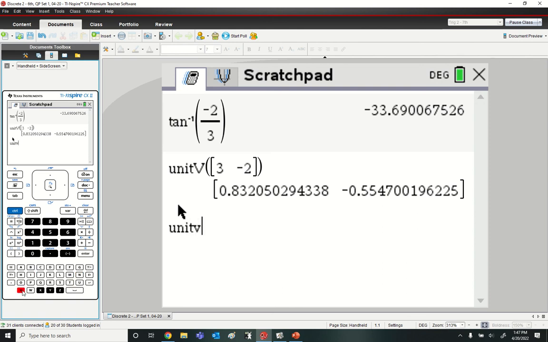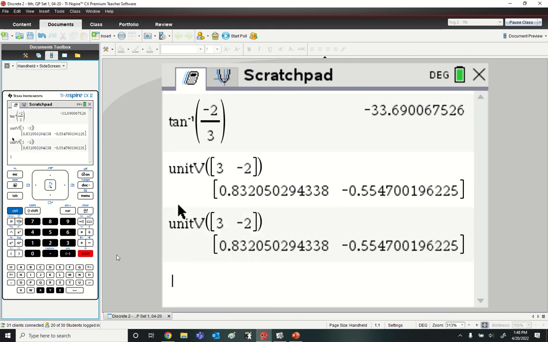U-N-I-T-V. Parentheses is right here. See where my mouse is? It's the left parentheses. So open, and then control, same one, it's going to do your bracket. Oh, okay. There we go. Then I'm gonna put 3, comma, -2, and just hit enter.